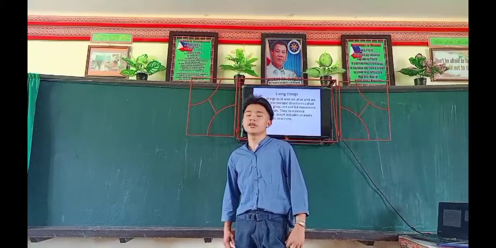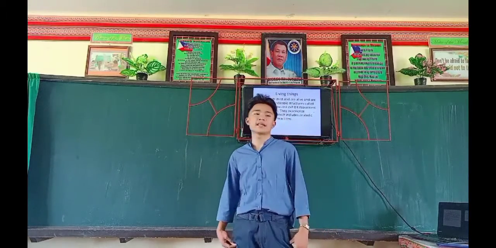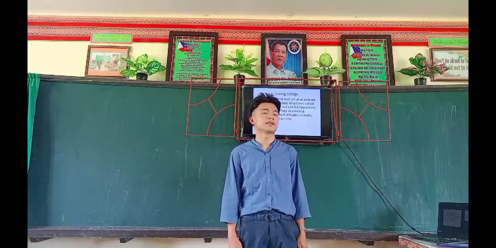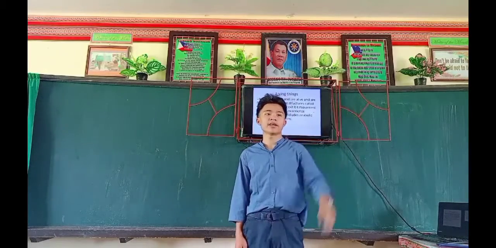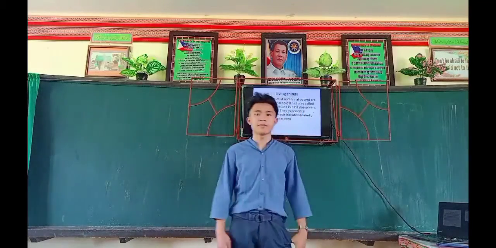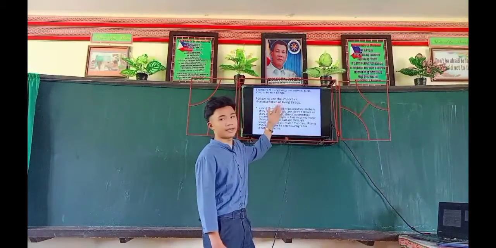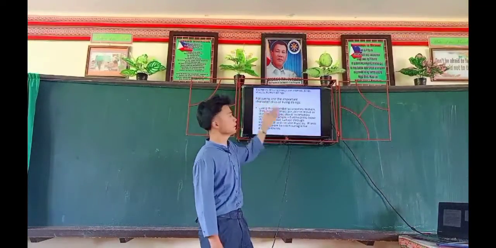Okay, are you still listening, class? Very good. Who can give me an example of living things? Okay, you, Alice, you're raising your hand. Very good. Examples of living things are animals, birds, insects, and human beings.